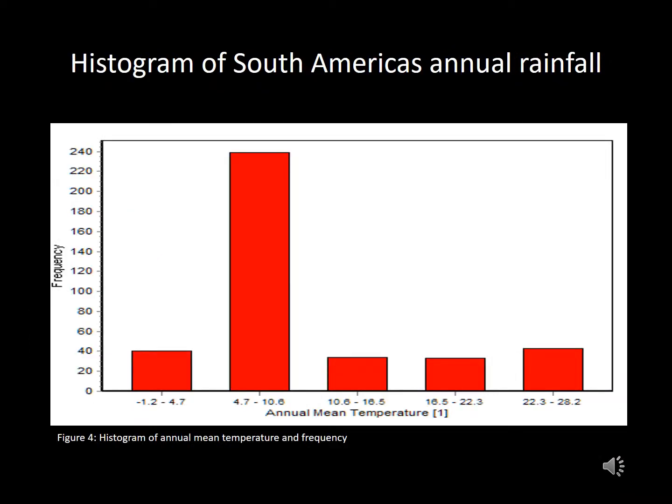Histogram of the annual rainfall of the cucumber. In this figure, the histogram shows us how the peak frequency lies between 4.7 to 10.6 on the x-axis, represented as the annual mean temperature. This bar is also seen as the most dominant compared to the other bars on the histogram, lying at a frequency of 240 on the histogram across the globe.